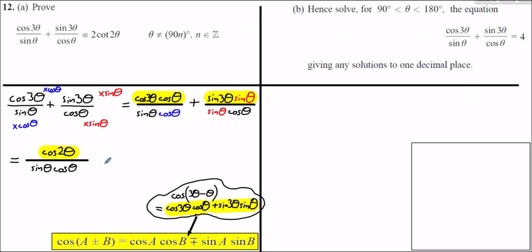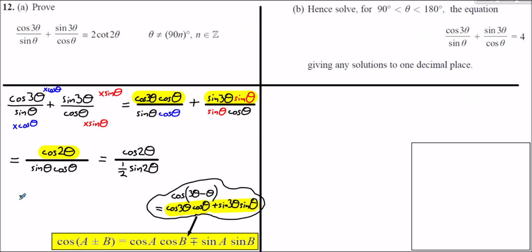Now, the bottom here, sine theta, cos theta. Now, that's almost a double angle formula. We need to know that sine 2 theta is 2 sine theta cos theta. This is just 1 sine theta cos theta, so the bottom is the same as a half of sine 2 theta. And the top I can now leave as cos 2 theta.